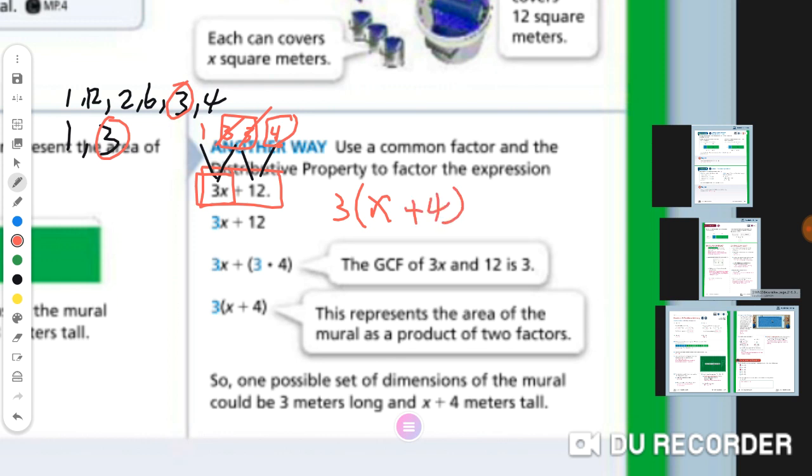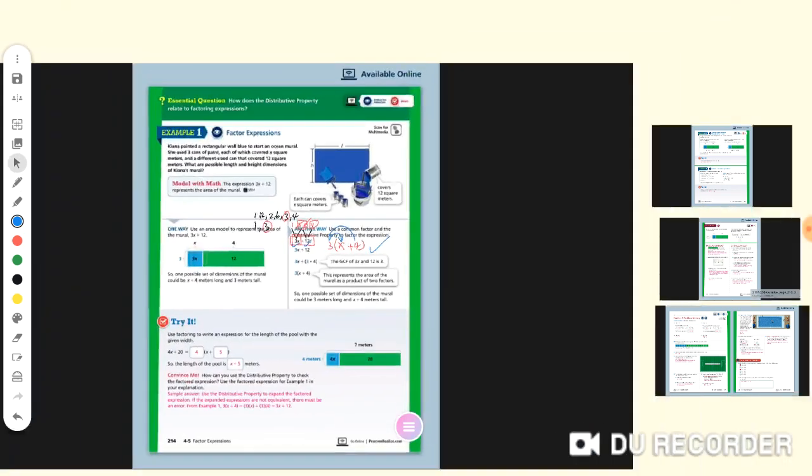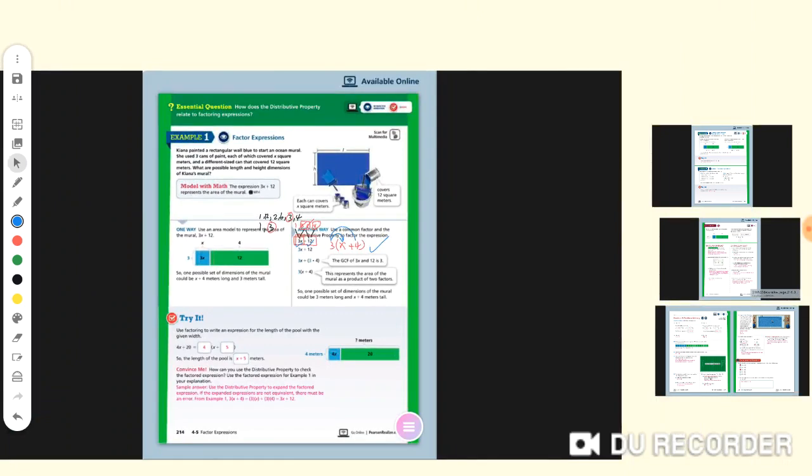That's it. To make sure we did the factoring right, let's inverse the operation. Use the distributive property and see what happens. 3 multiplied by x is 3x, so the first term is right. Plus 3 multiplied by 4 is 12, so the second term is right. We are right, so the factorization is right. This is how you can factor an expression. Let's do the Try It one.